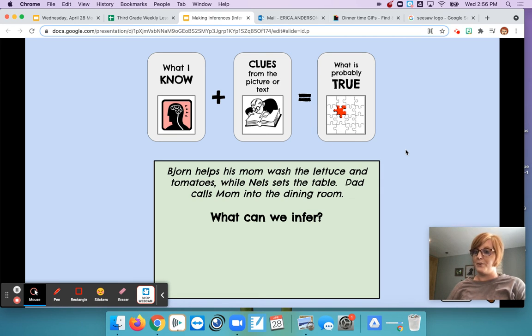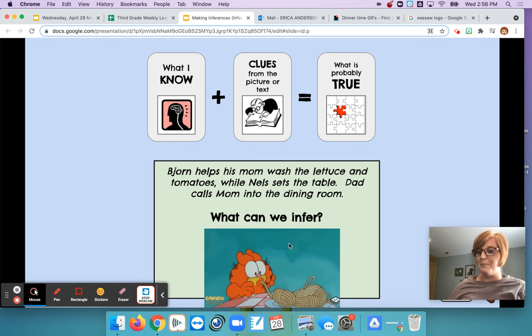Well, when the boys are helping me, it's usually the end of the day. If you're setting the table like it says here, I bet it's supper time. I bet it's time to eat.